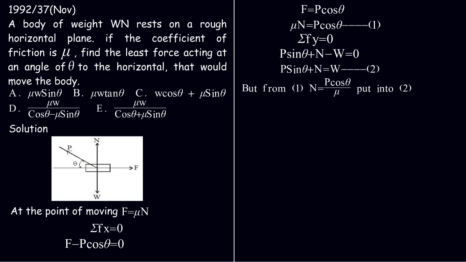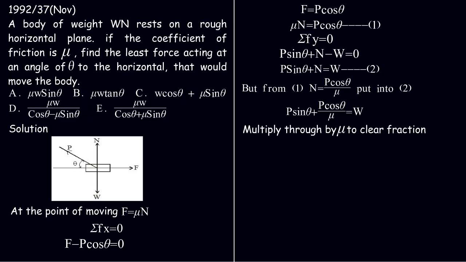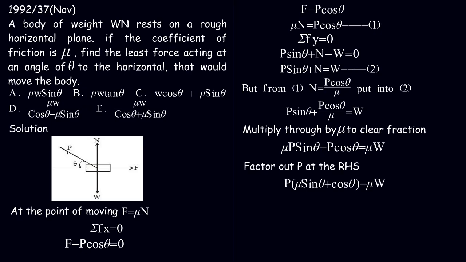But from equation 1, we know that N is equals to P cos theta divided by mu, and we're going to be putting it into equation 2. So therefore equation 2 becomes P sin theta plus P cos theta divided by mu is equals to W. So multiplying through by mu to clear fraction, it becomes mu P sin theta plus P cos theta will be equals to mu W. And factoring out P at the left hand side, it becomes P in bracket mu sin theta plus cos theta is equals to mu W. Dividing both sides by mu sin theta plus cos theta, we get P to be equals to mu W divided by mu sin theta plus cos theta, and our final answer is E.